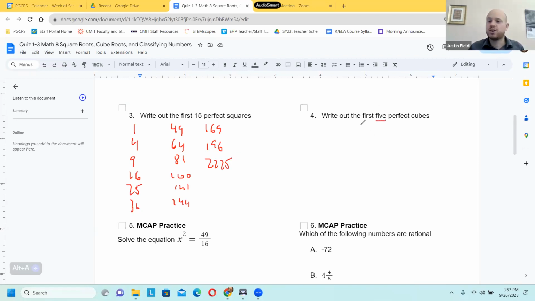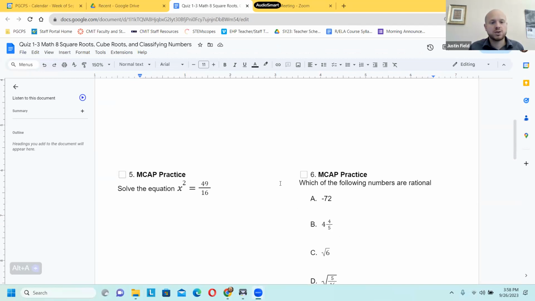And I only wanted you to, we did in class the first 10 perfect cubes. I only asked you to give me the first 5. So that's easier than what we did in class. And they are 1, 8, 27, 64, and 125. And why is that? Because 1 cubed is 1, 2 cubed is 8, 3 cubed is 27, 4 cubed is 64, and 5 cubed is 125. All right, those were right from the notes questions.